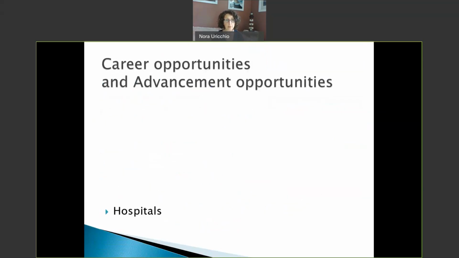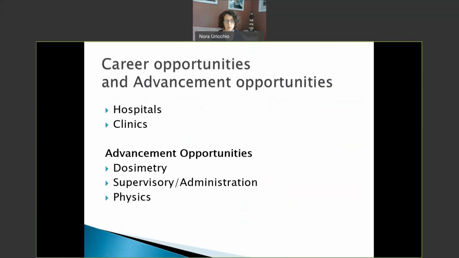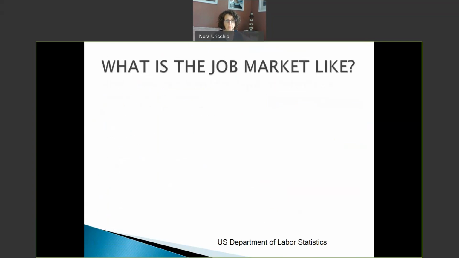You do have career opportunities and advancement opportunities. Most of the time, the radiation therapy departments are in hospitals, sometimes in small clinics. And you can certainly get advancement opportunities in dosimetry. You can go back to school for additional training and take your boards for that. You could also do supervisory administration. You could also move into the physics role or education role. You need your master's degree for education. And you can do application specialists, which are people who are teaching others how to use equipment.